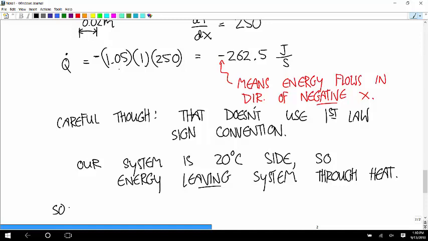So in this case, is Q dot positive or negative? Negative. Yep. It turns out in this case the sign was right, but that's random. You can't count on that. Okay, so every second you're losing 262.5 joules of energy through heat.